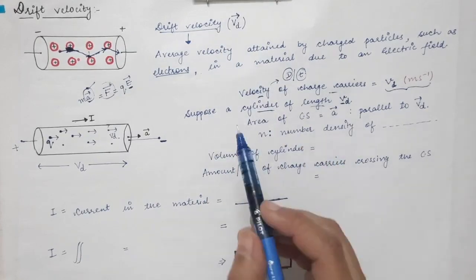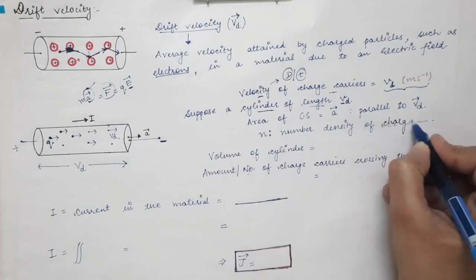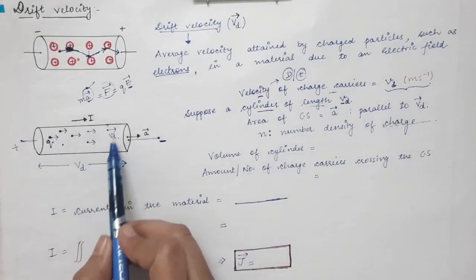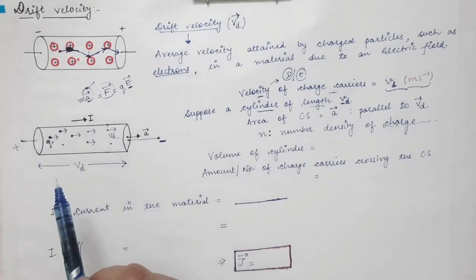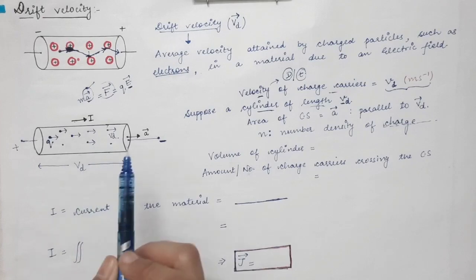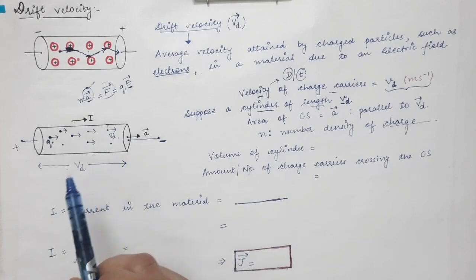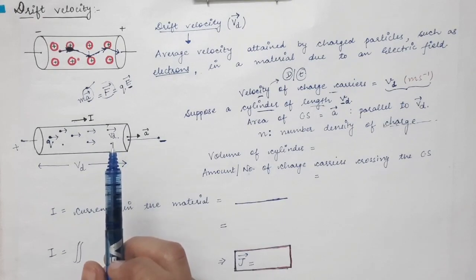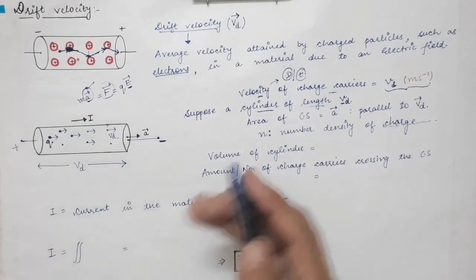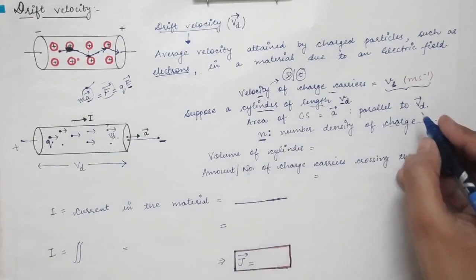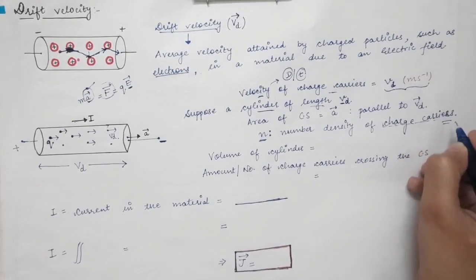Now I suppose that n is the number density of the charge carriers. So there is a certain amount of charge carriers present in this conductor which I have drawn. So there is some number density, that is, the amount of charge present in unit volume. That is what we call the number density of the charge carriers, meaning the number of charge carriers present in unit volume of the conducting material. That gives us small n.